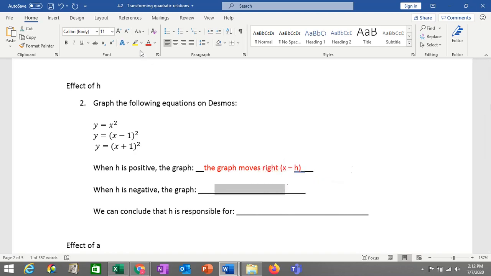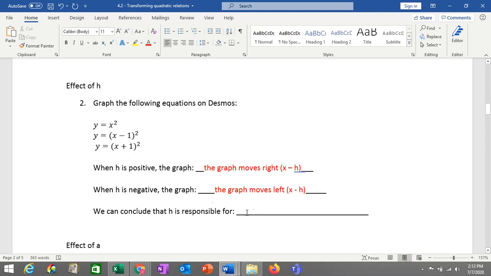So when h is negative, the graph moves left. So we have x minus h. Again, remember, the reason I'm writing this x minus h is because you might think, oh, okay, when h is positive, the graph moves right. So that's this case here. But no, that's actually this case, right? Remember that when h is positive, we have x minus h. So if h is positive, then it will look like this. If h is negative, then it will look like this. So if the graph moves right, here the graph moves left.